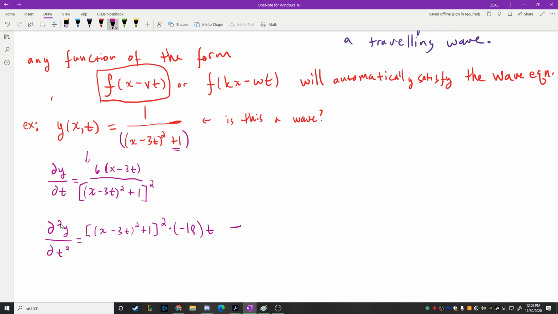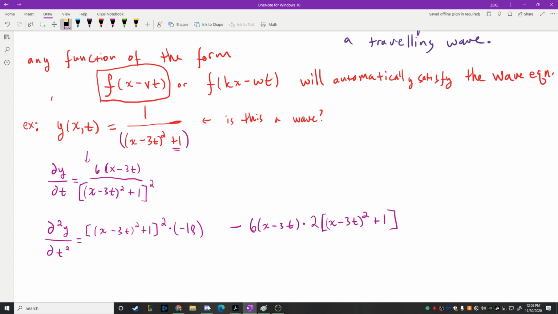Okay, now we have to take high d low. So we'll have 6 x minus 3t times the derivative of the denominator, which is going to be 2 times x minus 3t squared plus 1. This times the derivative of the inside. Oh, yeah, there's no t here, is it? That's right. There's no t right here. You're right. It's just -18, 6 times -3. All right.